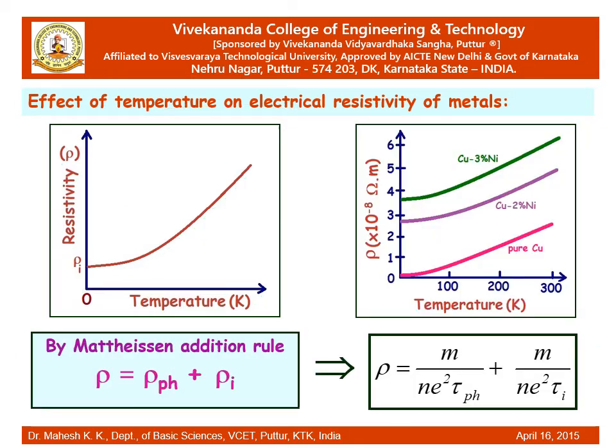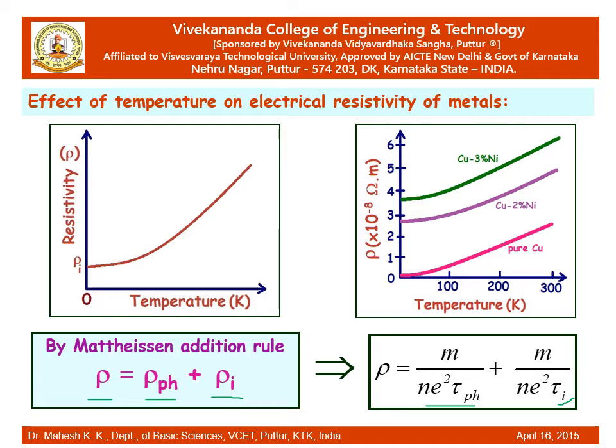So that means the total resistivity is nothing but the sum of the resistivity due to phonons and impurities. If you just write it in terms of the formula, because we know rho is equal to m divided by n e square tau, for tau you just replace it with tau p, and for impurity or imperfections you replace that with tau I. That's all.